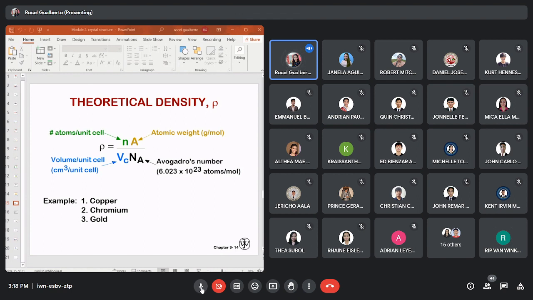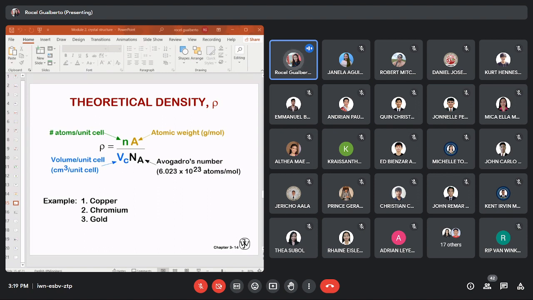Hello? Ano ang value? Narinig mo ba yung sinabi niya kanina? Van? For if it is SC, ano po ang value? Oh, 0.52 ang SC. Okay, according to Miss Thea kanina, it is 0.74. So yun po, the poorest packing is 0.52 na APF, which is nakikita po natin on a simple cubic structure.